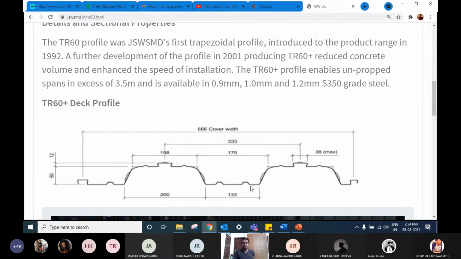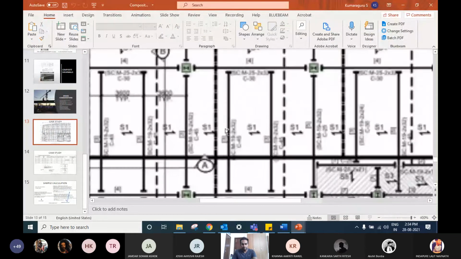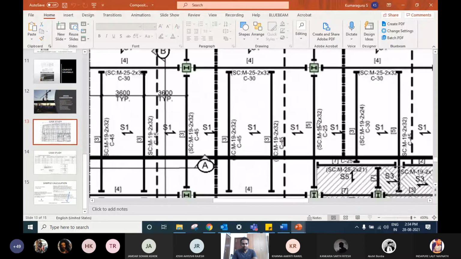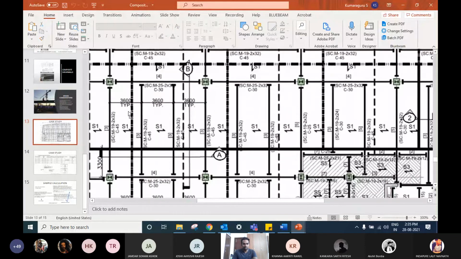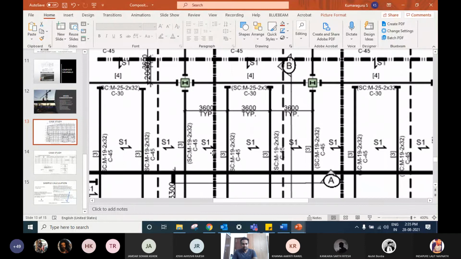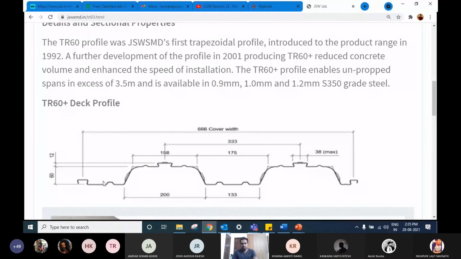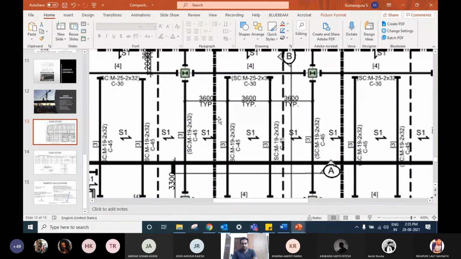When you place the deck, the deck will be cut, and it needs to be placed within the span, right? 3.6 meter. So if your profile is not corrugated like this, it might bend more within this particular span itself.